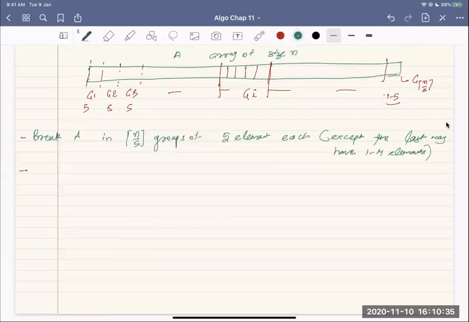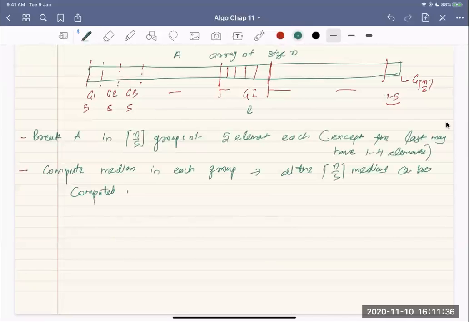Next, they say you now compute the median in each group. Is that easy? Yes. Take any Gi. Computing the median means there are 5 elements, and you have to find the third smallest or third largest. You can do it in some constant time, and there are n by 5 groups, so overall you can do it in linear time. So all the n by 5 medians can be computed in O(n) time.